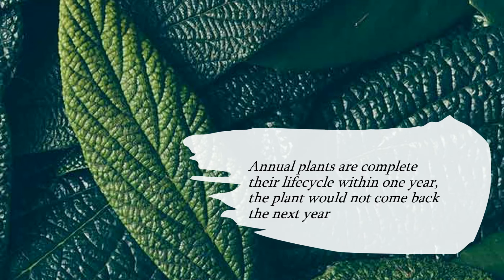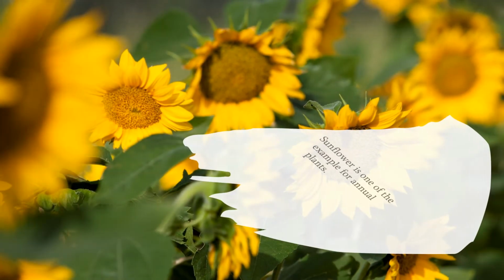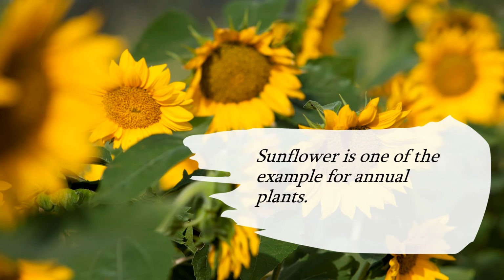While the plants may stand tall, it is mostly due to the effects of turgor pressure on the cell wall of the plant. Up next is an example of annual plants. The sunflower, one of the examples of annual plants, for it completes its life cycle within 1 year. Next is the perennial plants.